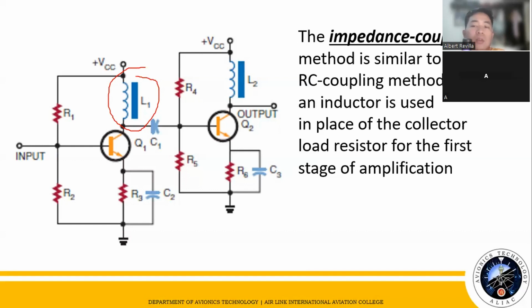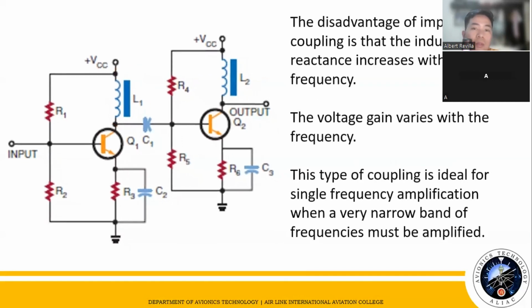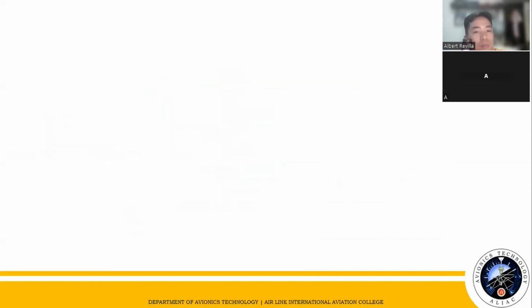However, the inductor consumes less power than the resistor, increasing the overall efficiency of the circuit. So the disadvantage of impedance coupling is that the inductance reactance increases with the frequency. So the voltage gain varies with the frequency. So this type of coupling is ideal for single frequency amplification when a very narrow band of frequency must be amplified.